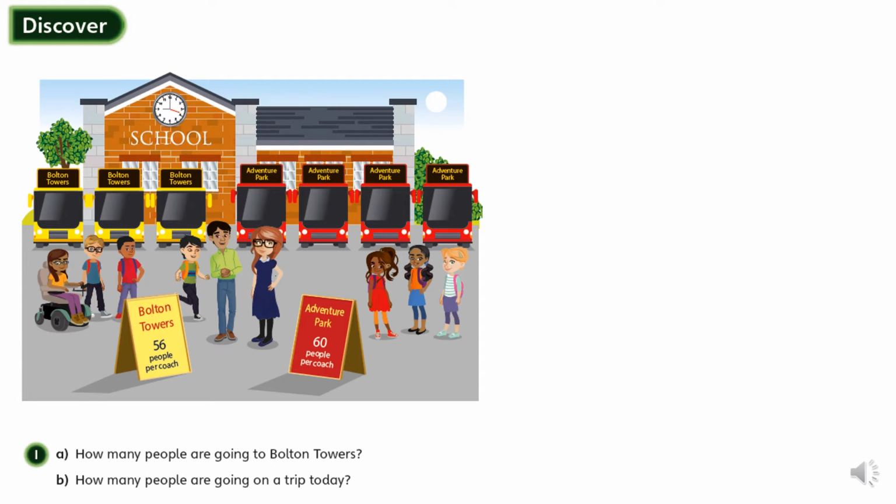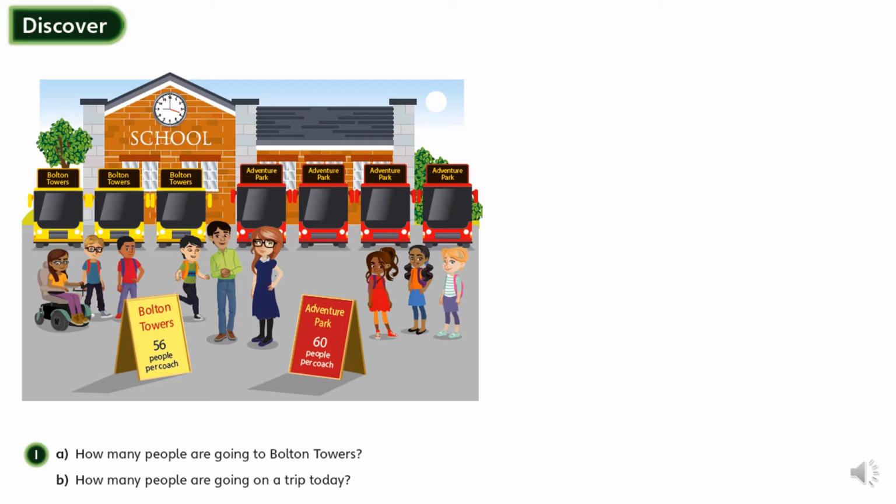Good morning, Year 4. Today is Tuesday, the 2nd of February 2021, and we are looking at problem solving using multiplication. The methods that we have previously learnt over this unit, you'll be using them to help solve problems, such as worded problems.